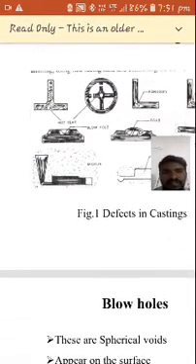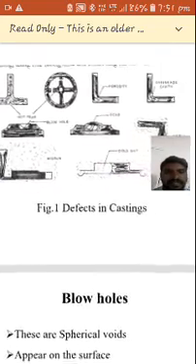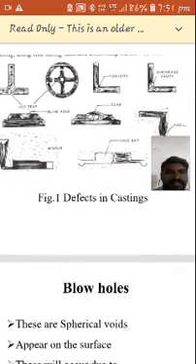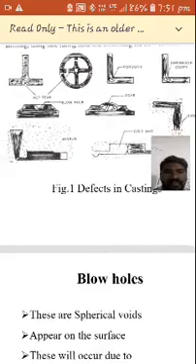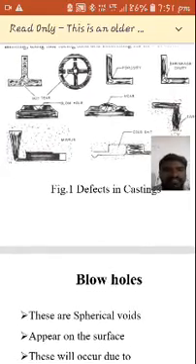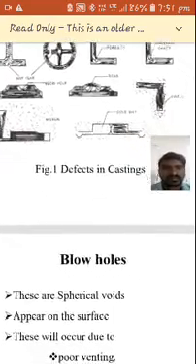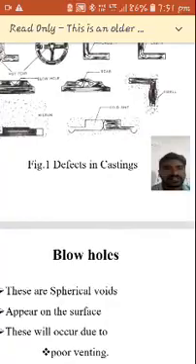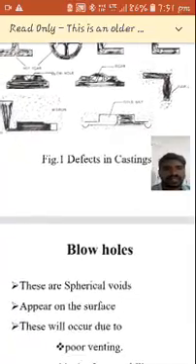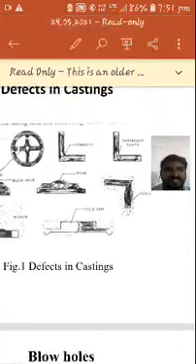In the first figure we are able to find hot tears. In the second also we see hot tears, and then the next one is porosity. Then shrinkage cavity, and then blowholes. In general, in castings the major defect is blowholes. Then next is scab, then swell, and then cold shut and misruns. So these are the 10 defects.